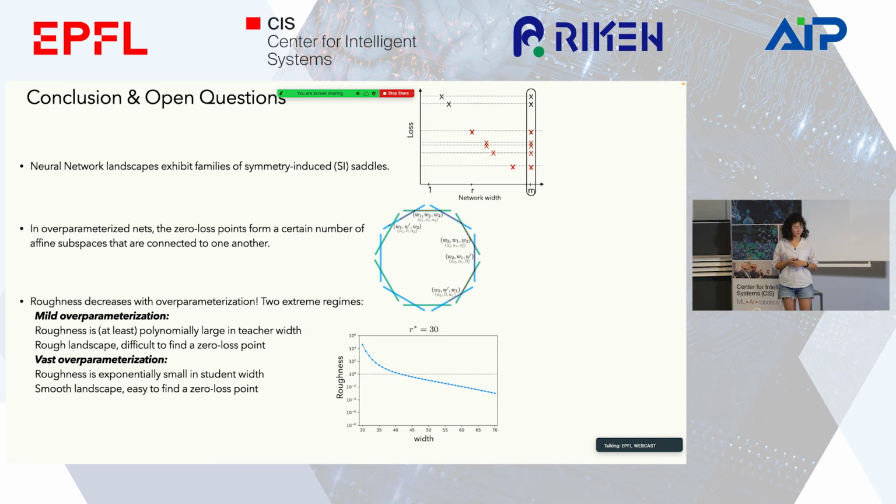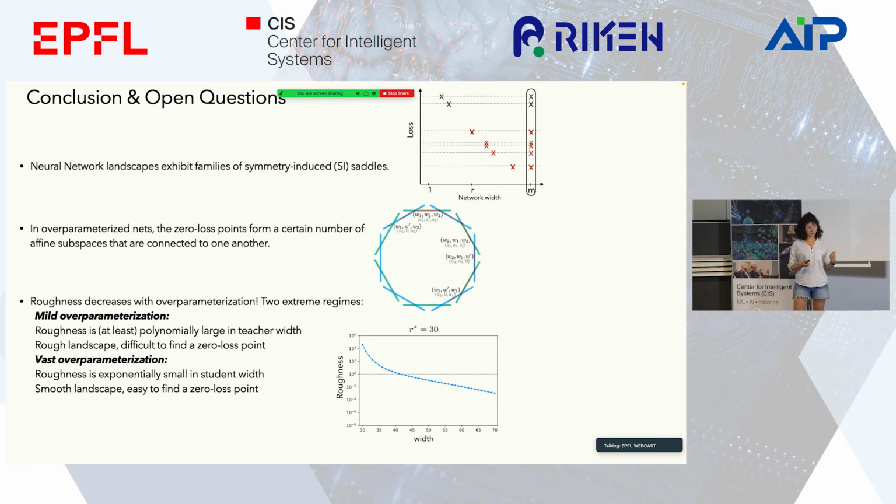So the roughness decreases with overparameterization, combining these 2 results. And we observe 2 extreme regimes. The first one is the mild overparameterization, and we prove that the roughness is polynomially large in the teacher width. We show theoretically that it's a rough landscape, and empirically, we find that it's difficult to find the 0 loss point.